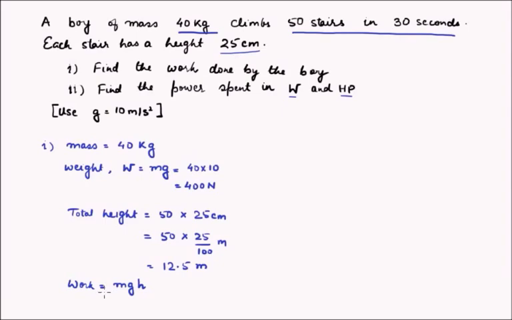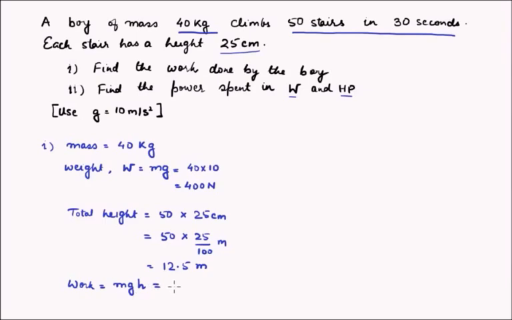Since we are finding out the work needed to be done, we will take it as positive. If the question asked us to find the work done by gravity on the boy, we had to put a negative. But since we need to find how much work the boy does, it will be a positive quantity.